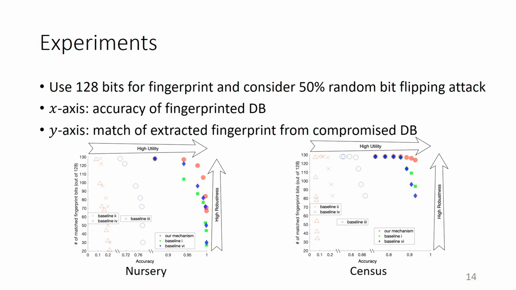So in general, to have a higher utility and also higher fingerprint robustness, we want mechanisms that are at the upper right corner of the canvas. And you can see our scheme, represented by the red circle, basically all clusters at the upper right corner for both the nursery school and the census database.